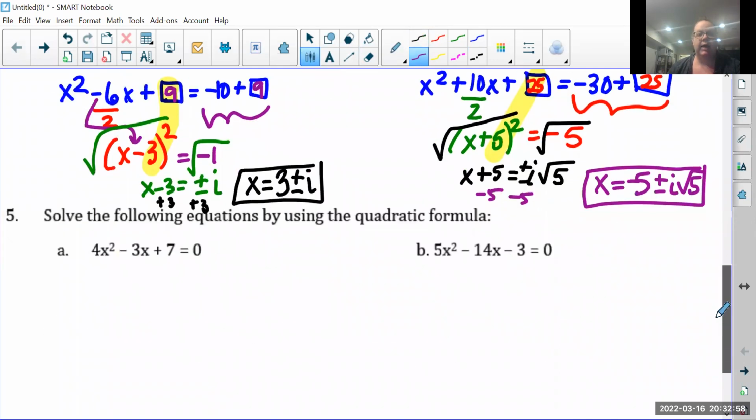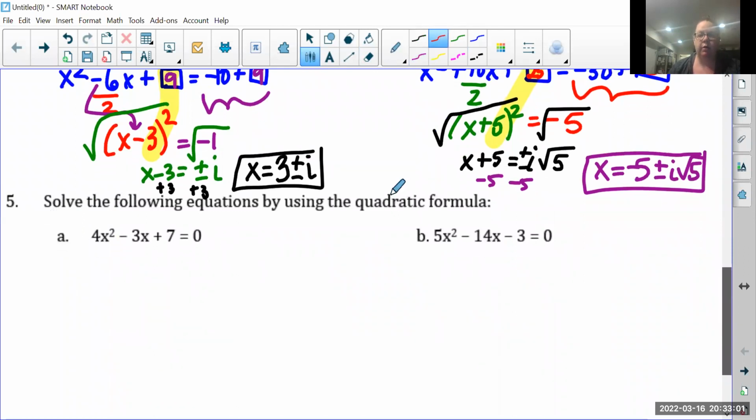All right, last section, number 5, is the quadratic formula. Remember, we will give it to you on your quiz, but the SAT and PSAT will not give it to you, but they do expect you to use it to solve problems. So you need to have it memorized.